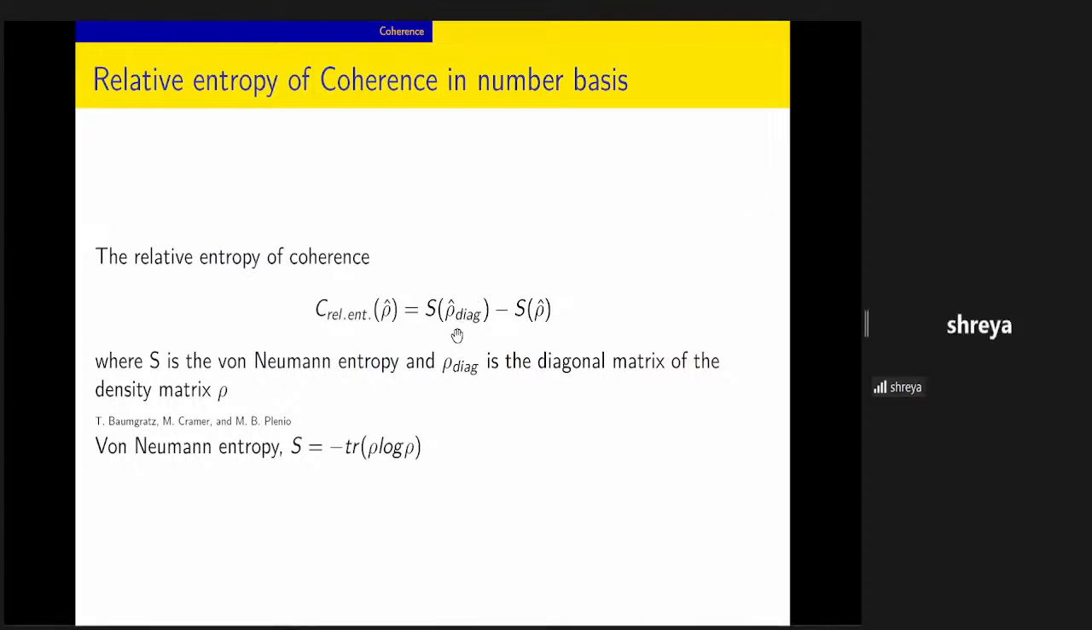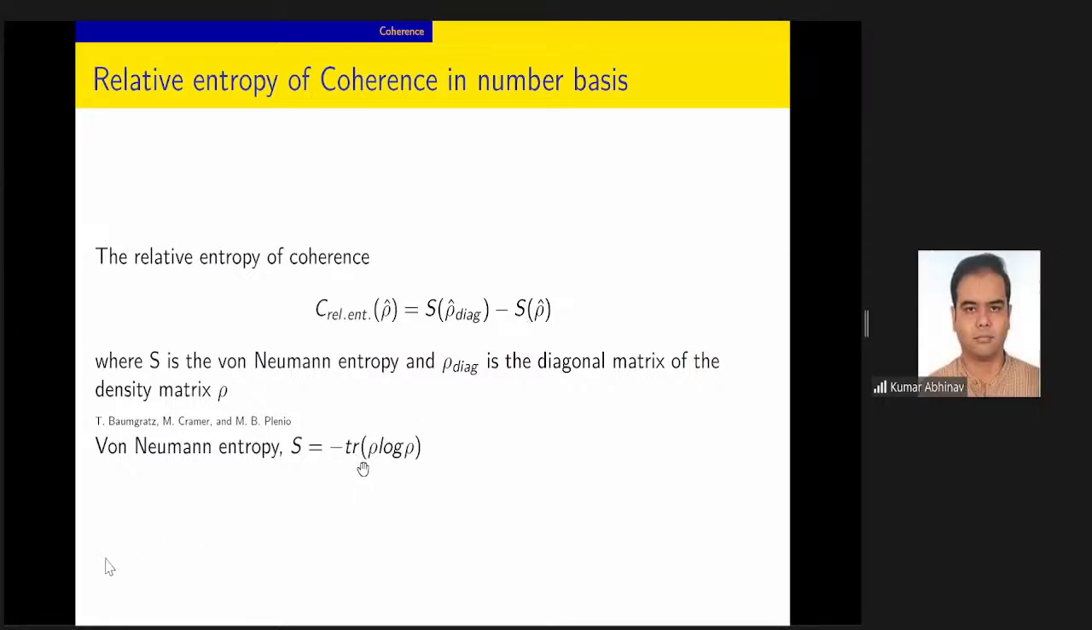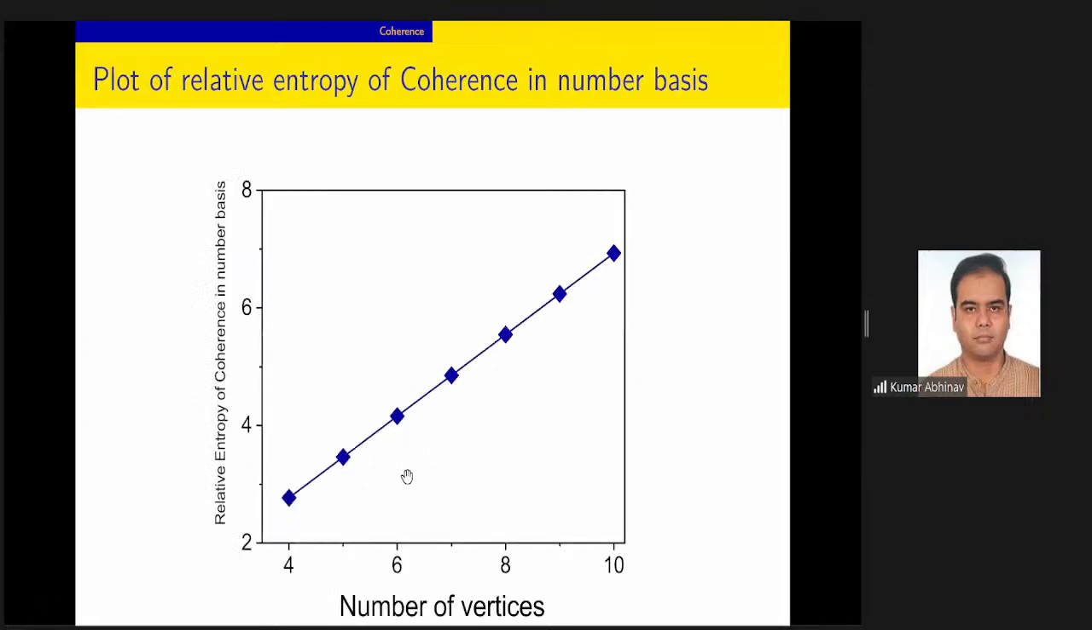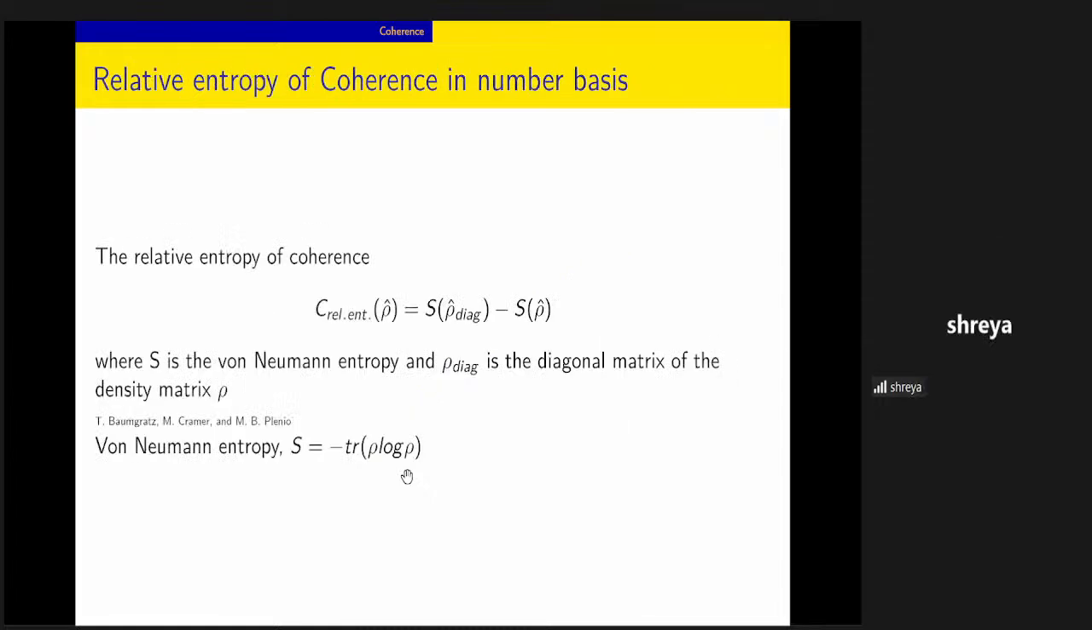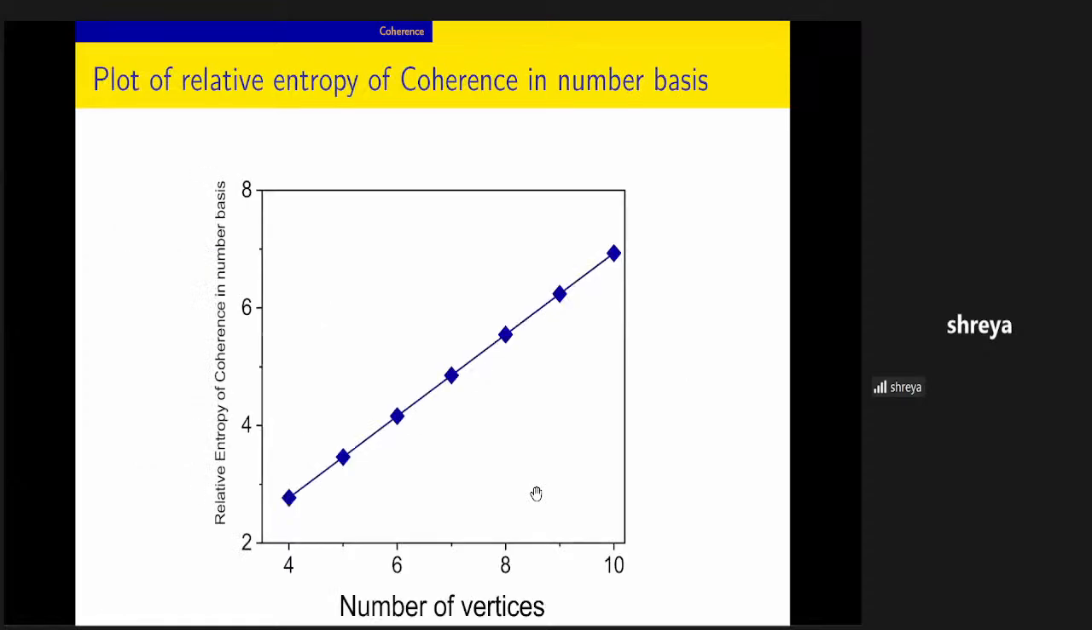Subtraction of the von Neumann entropy of the diagonal matrix of the density matrix from the von Neumann entropy of the density matrix, which is minus rho log rho. We have found that the relative entropy of coherence for the hypergraph state will increase linearly with the number of vertices.